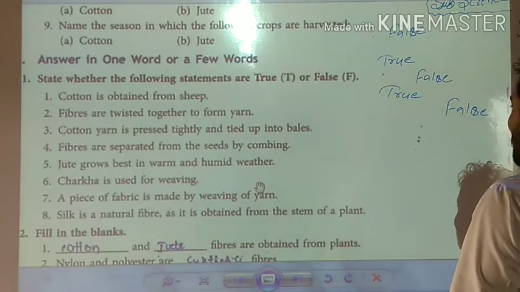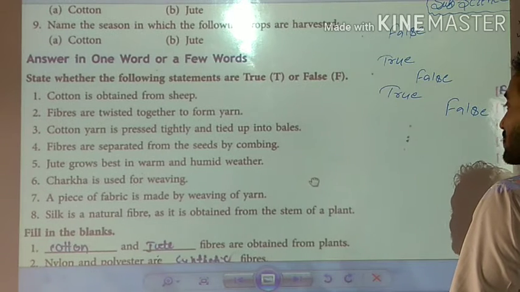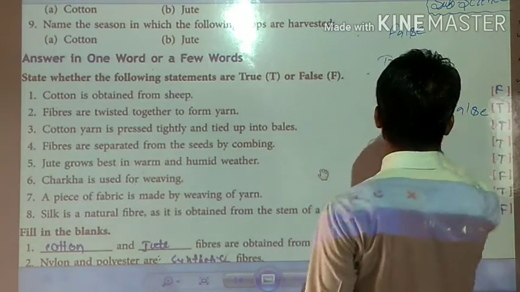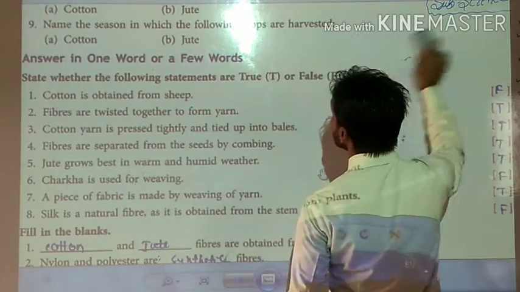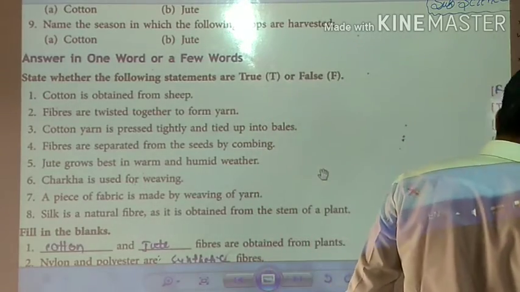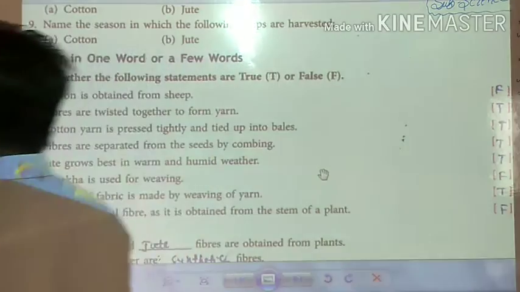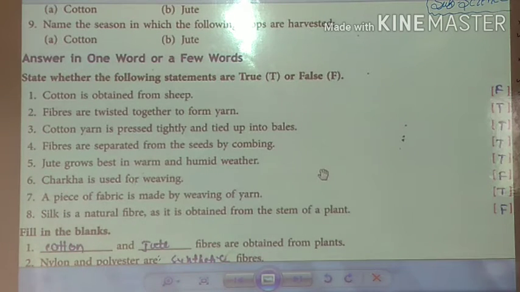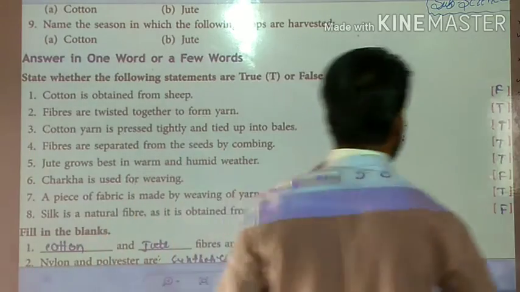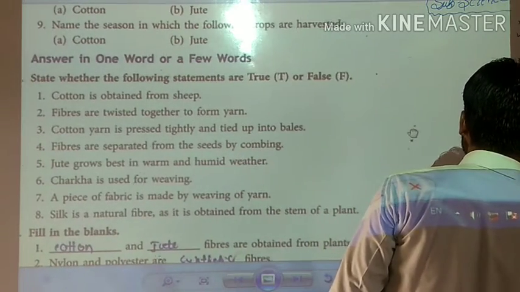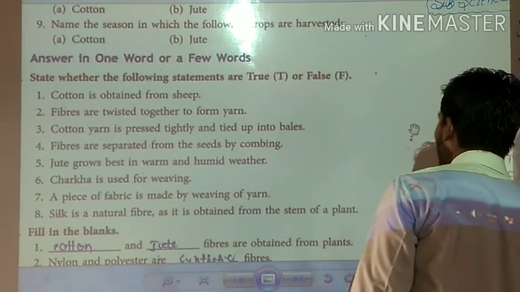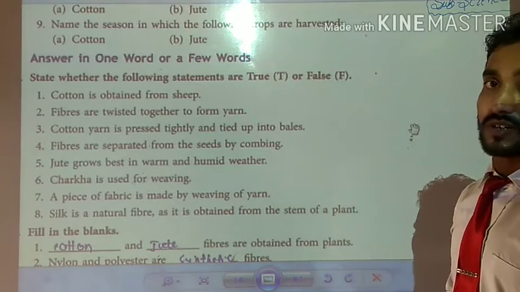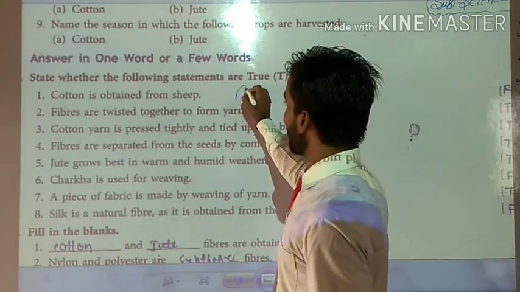See students, the question is given here. It is chapter number 4. This question says cotton is obtained from sheep. Students, is it true or false? I think you are all smart and can say it very easily. Can we obtain cotton from sheep? No. This sentence is completely false.